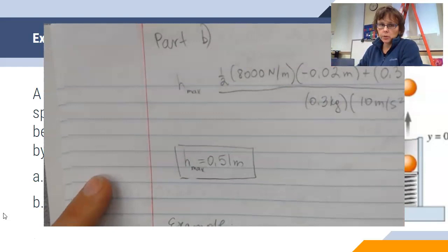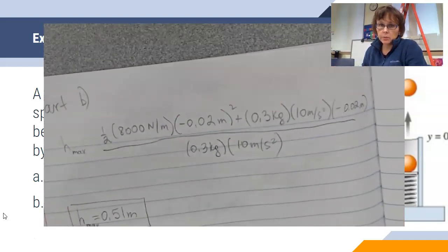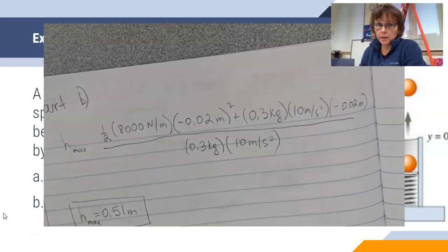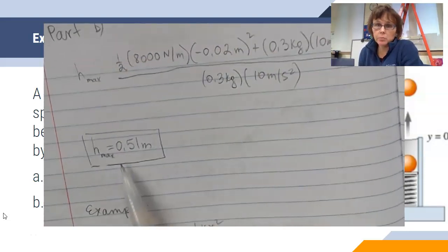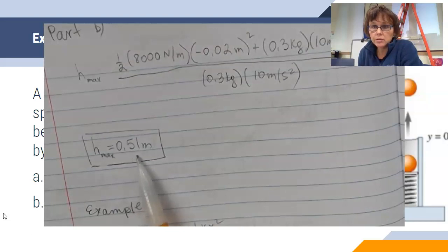Let's look at the calculation here. So we use the same formula, but we double the k, and when we plug in all the numbers, yes, we can see that it is about double. So it's half a meter in this case.